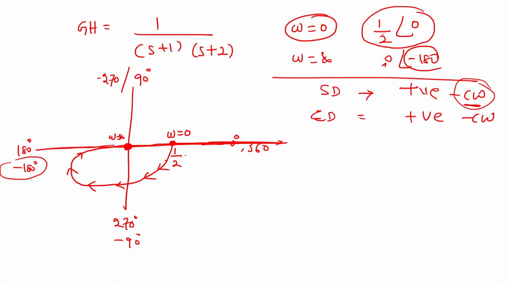Means you have to start at omega equal to 0 and reach omega equal to infinity, and at omega equal to infinity the magnitude is 0, but you have to move clockwise. Both the starting direction and the ending direction are clockwise. Now you can see clockwise, and you have to make an asymptote. Asymptote means you make a line parallel to 180 degrees and reach 0. That's it.